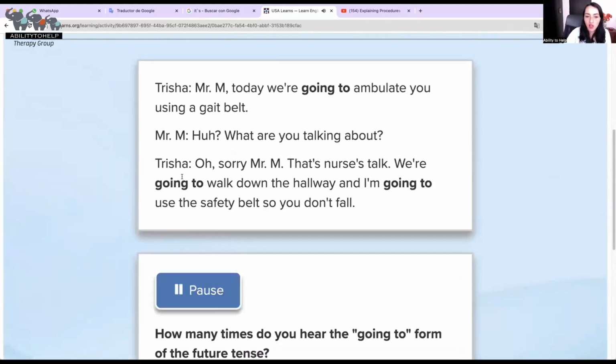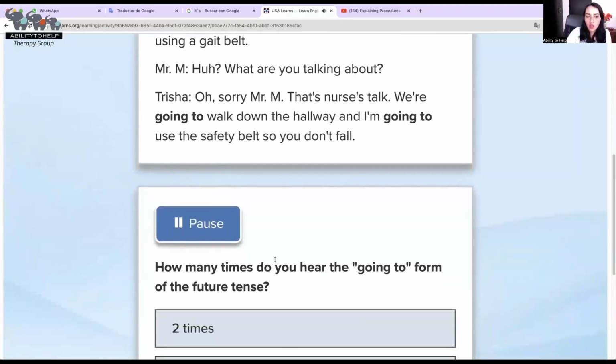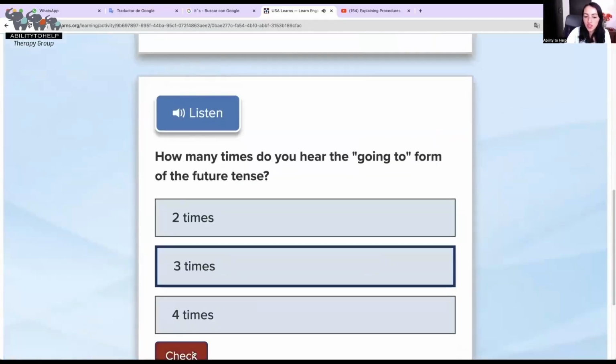We're going to walk down the hallway today, and I'm going to use the safety belt so that you don't fall. Okay, look at this. Mr. M, today we're going to ambulate you using a gait belt. Huh? What are you talking about? Oh, sorry, Mr. M, that's nurse's talk. We're going to walk down the hallway today, and I'm going to use the safety belt so that you don't fall. So, 3 times.